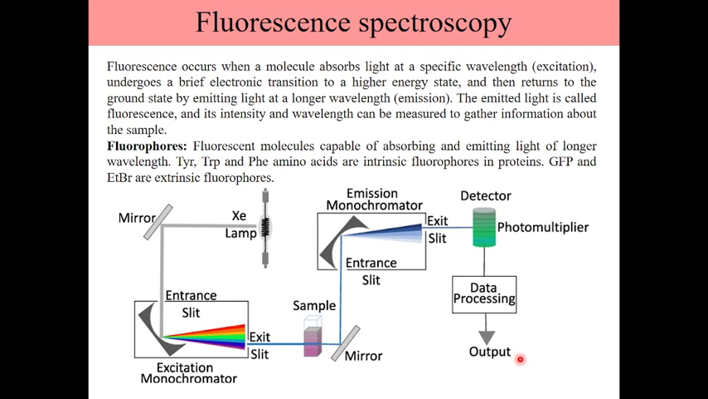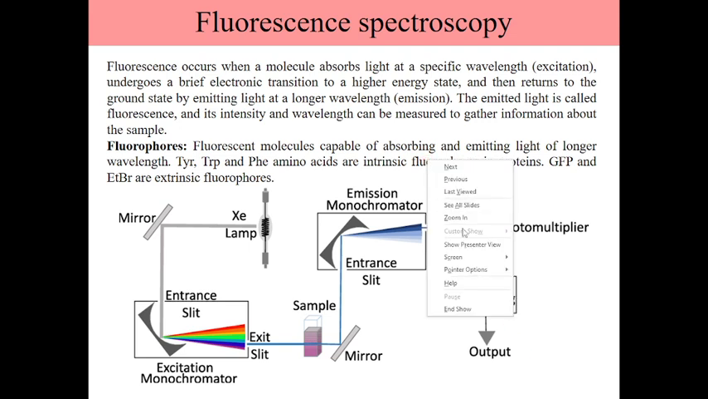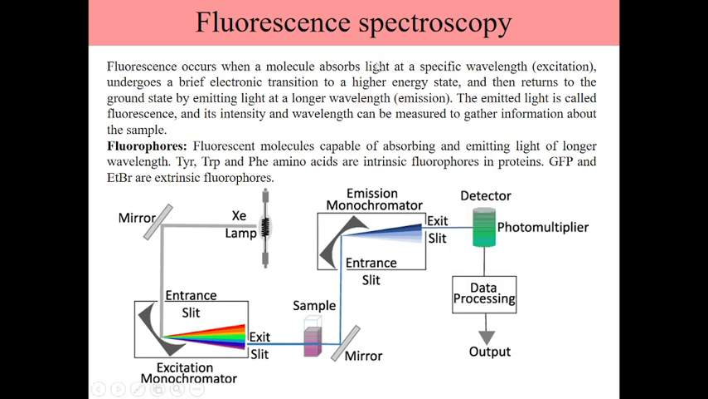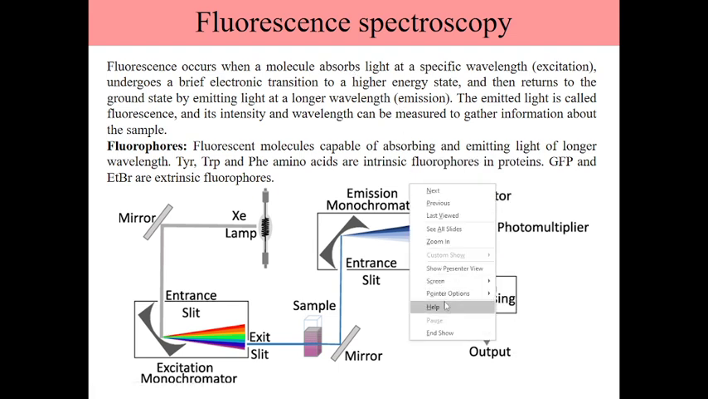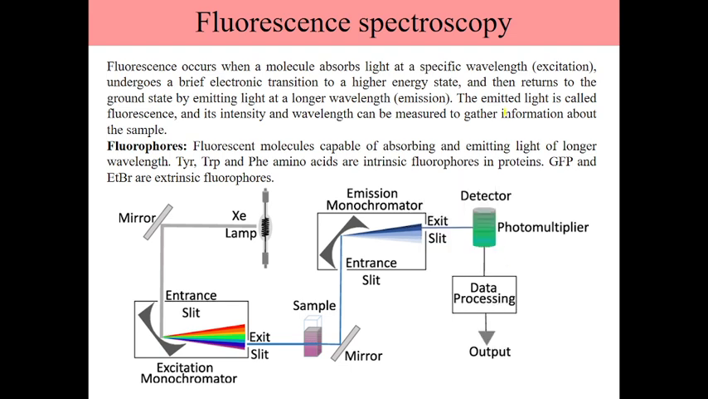So fluorescence occurs when a molecule absorbs light at a specific wavelength, which is called its excitation wavelength, and it undergoes a brief transition to a higher energy state and then returns to the ground state by emitting light at a longer wavelength. So this light that is emitted is at a longer wavelength, meaning it is having lower energy. The emitted light is called fluorescence, and its intensity and wavelength can be measured to gather information about the sample. So fluorophores are the molecules that are capable of absorbing and emitting light of longer wavelength.